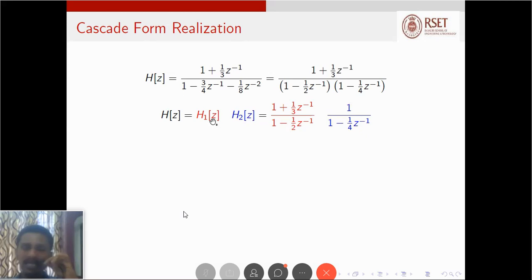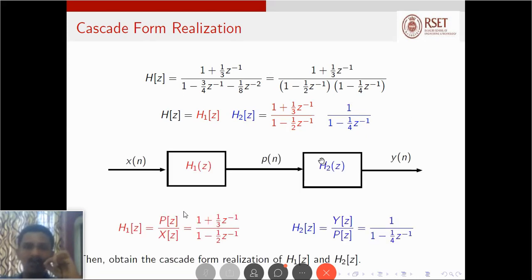Now, realize h1 of z and h2 of z in direct form 2, and for that realization, you need to take the corresponding transfer functions like this. I am going to implement the cascade form realization like this: h1 of z into h2 of z, where h1 of z is equal to p of z by x of z, which is equal to 1 plus 1 by 3 z inverse divided by 1 minus 1 by 2 z inverse. Similarly, h2 of z is equal to y of z by p of z, which is equal to 1 divided by 1 minus 1 by 4 z inverse. Obtain the realizations of h1 of z and h2 of z and cascade them. That is the idea behind the cascade form realization.